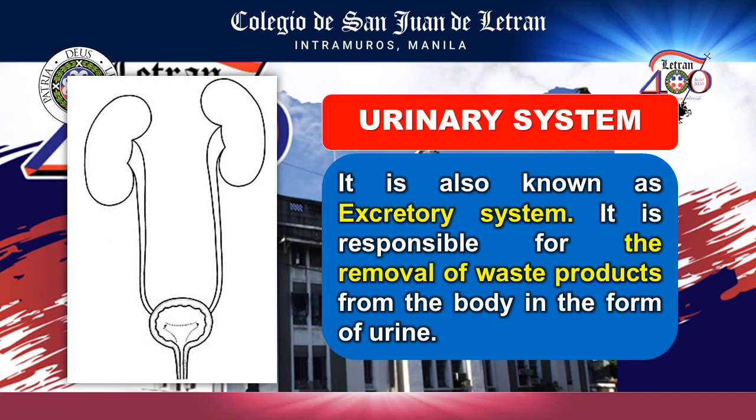Next in line, urinary system, also known as excretory system, which removes wastes from the body. The urinary system includes the pair of kidneys which filter excess water and waste product called urea from the blood and form urine. Two tubes called ureters carry the urine from the kidneys to the urinary bladder which stores the urine until it is excreted from the body through another tube called the urethra. The kidneys also produce an enzyme called renin and a variety of hormones. It is responsible for the removal of waste products from the body in the form of urine.